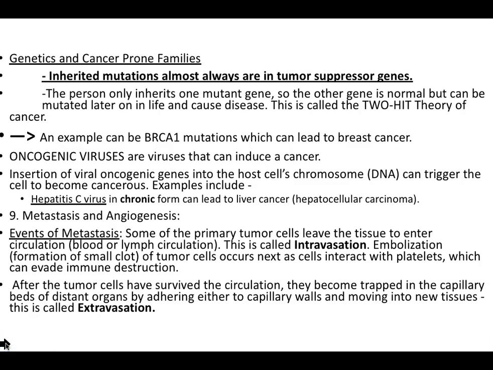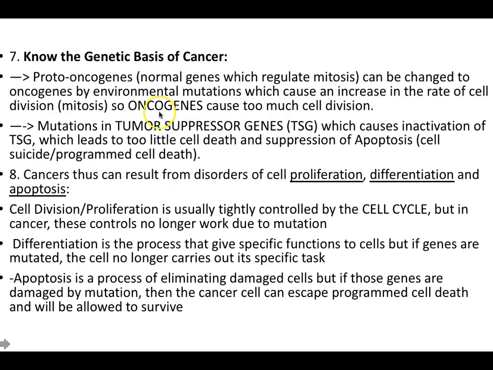The majority of the cancers are going to be proto-oncogenes. These are genes that control the cell cycle, and you mutate them into oncogenes. That causes too much cell division.